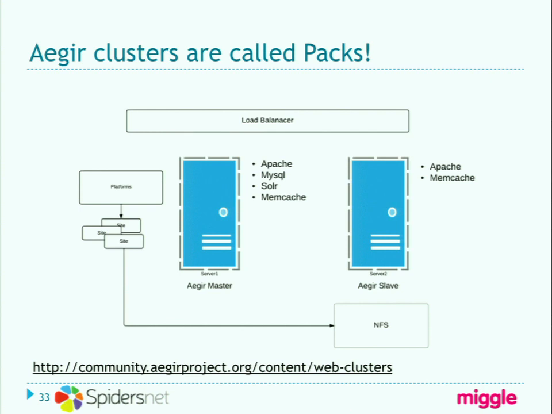So a key part of retaining the performance aspect of their platform was to use the clustered functionality, which in Aegir is called a pack. In terms of the configuration we have at present, and this is likely to change as the system scales, we have a load balancer in front of two web servers. One web server is the master, and the other is the slave. In this instance, we have the database and the memcache server all on the master, but over time, we're going to distribute the solution over a number of other machines.